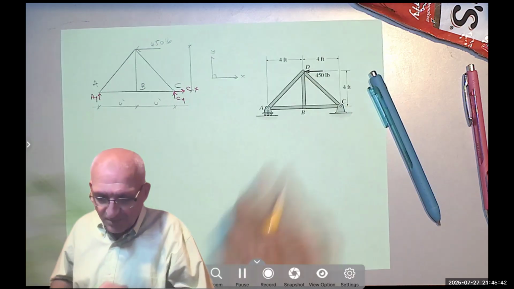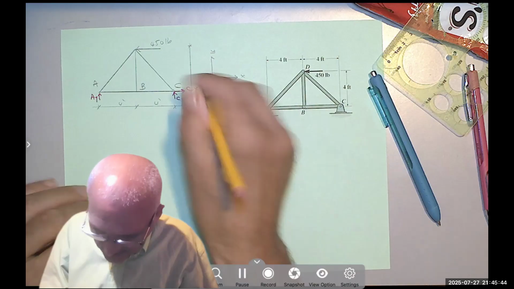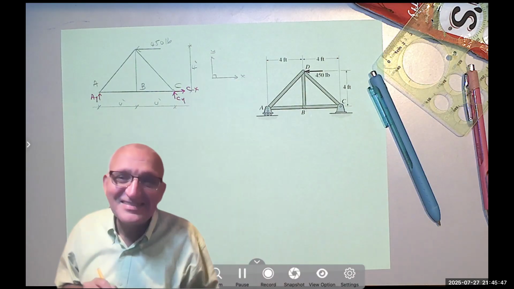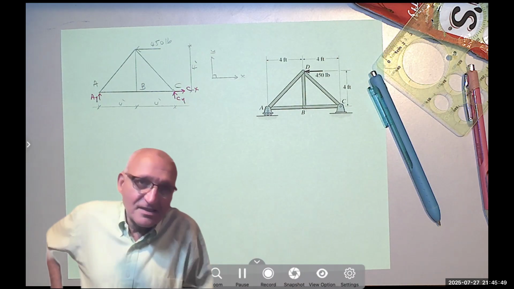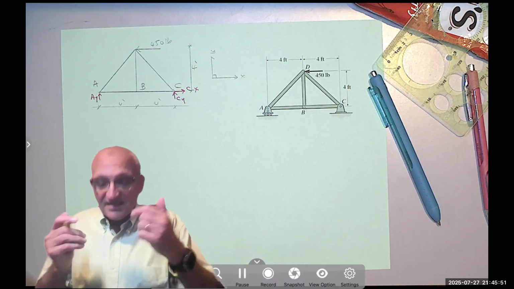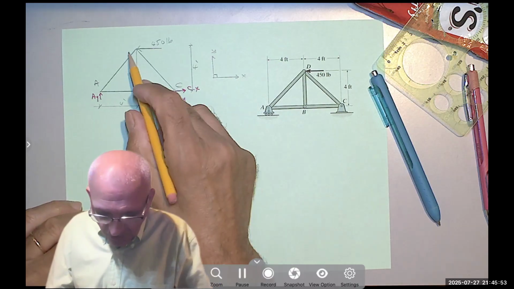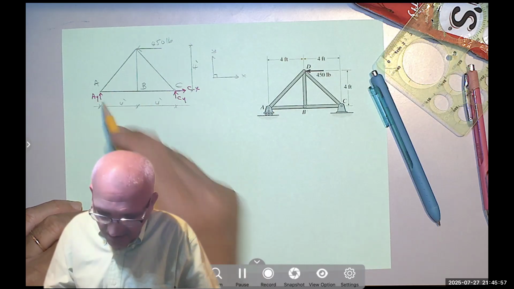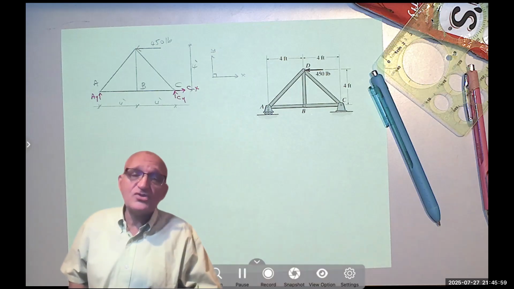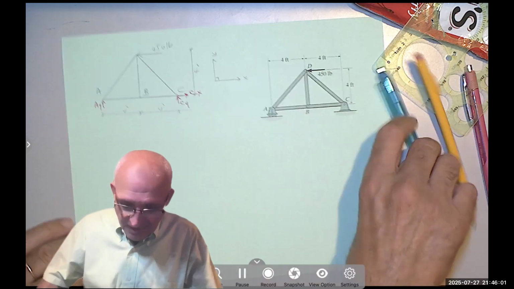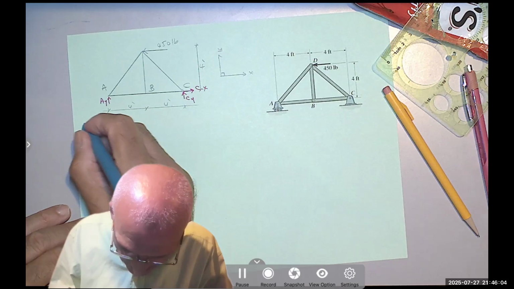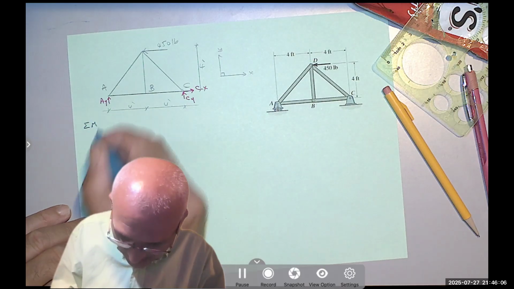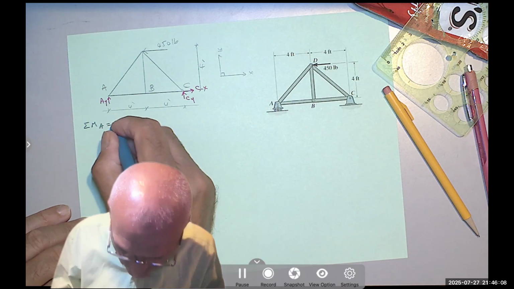That's a complete free body diagram. There is nothing else except to say that this is 4 feet that is missing, right? Notice I have 3 unknowns here, 3 unknowns there, 3 unknowns here, and 4 unknowns there. So I have to start with the overall equilibrium. Okay, I'm going to say summation of the moment about point A equals 0.